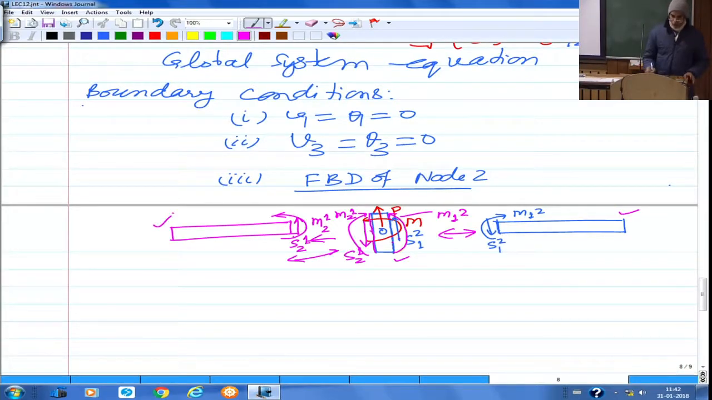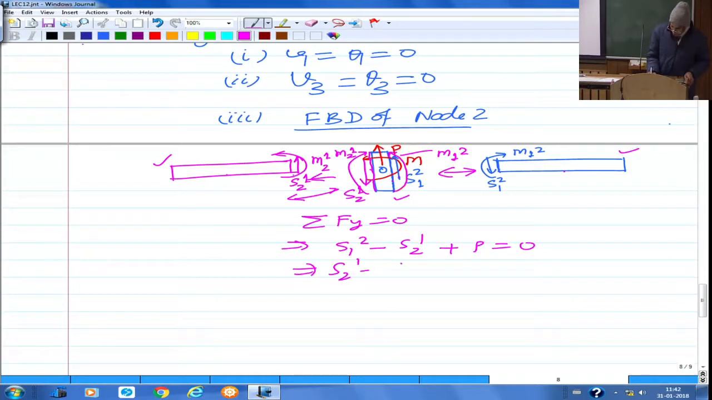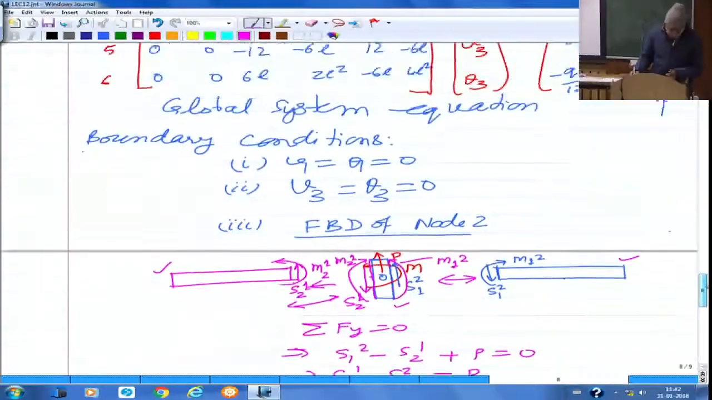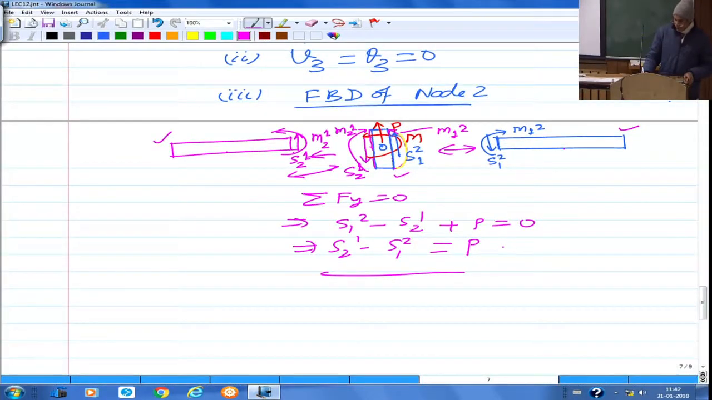Of course, for the complete free body diagram of the element, you have to show other forces here, and similarly other forces there. Now we write the equilibrium equations. The sum of the forces along the y direction equal to 0 gives S12 minus S21 plus P equal to 0. So you can say that S21 minus S12 is equal to P. This is one equation. For the given problem, P is 0, so S21 minus S12 will be 0. If there is a concentrated force, then you substitute this difference as P.